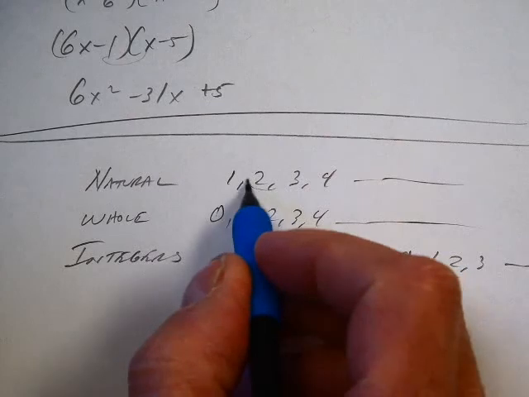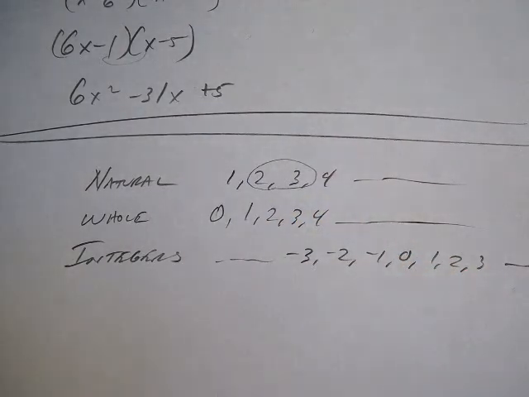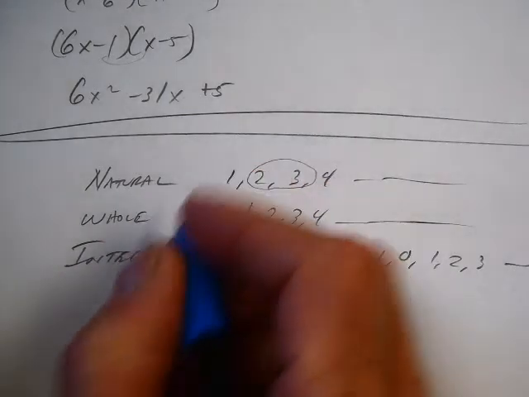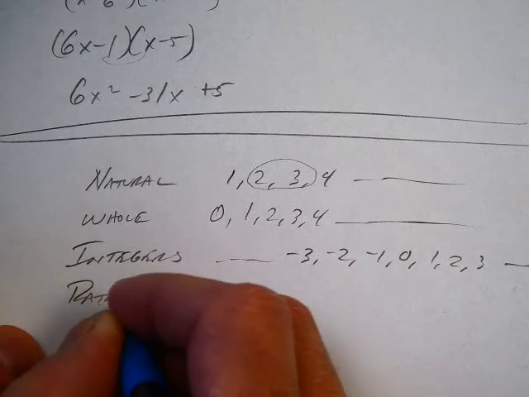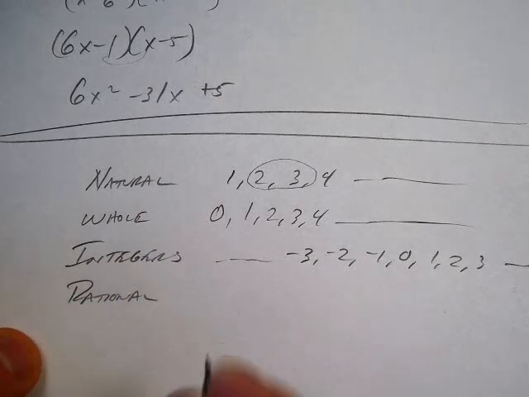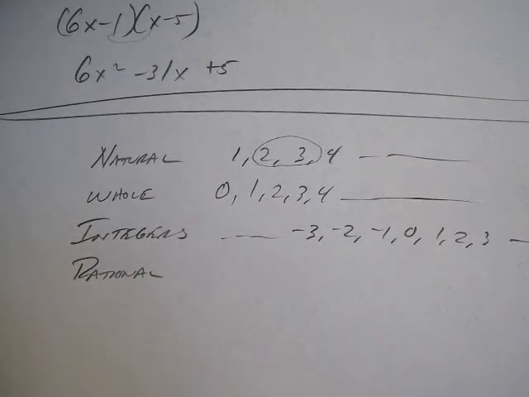So, we start off with natural numbers. And natural numbers are simply just 1, 2, 3, 4. All those numbers can be plotted on a number line. Really pretty straightforward. Now if we take a look at whole numbers, we're going to do 0, 1, 2, 3, 4, okay? And then we throw in negatives, which are integers. Negative 3, negative 2, negative 1, 0, 1, 2, and 3.